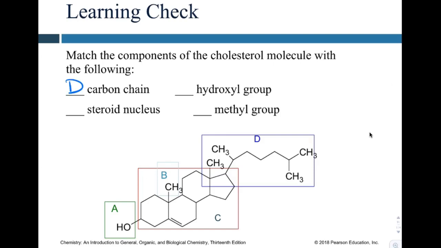Where's my steroid nucleus? My steroid nucleus is everything in here, which is actually C. Where's the hydroxyl group hanging off? A. And where's my methyl group? You've got a little methyl in your cholesterol hanging off at B right here. You don't have to memorize what cholesterol looks like, but I do want you to be able to break down the pieces organic chemistry style.